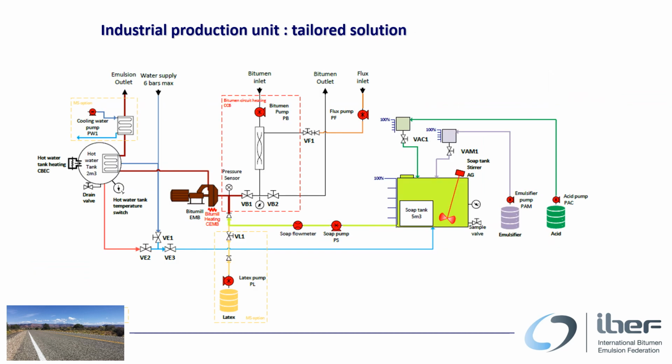For some specific emulsion, such as emulsion for microsurfacing, we have to design some special dosing lines. In this figure, you can see that we inject latex directly into the soap solution pipe just before the mill. There is also an additional cooler to be able to decrease emulsion temperature down to 40 degrees, which is the target final temperature for microsurfacing emulsions.